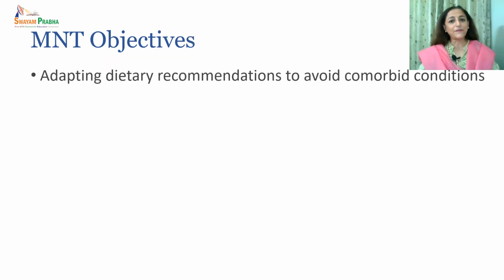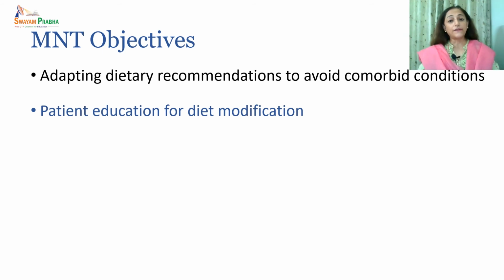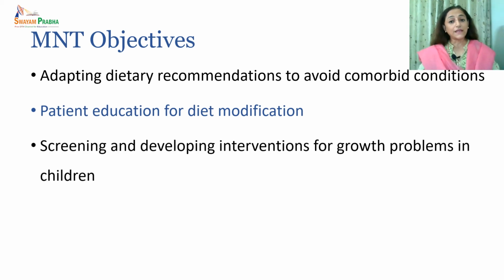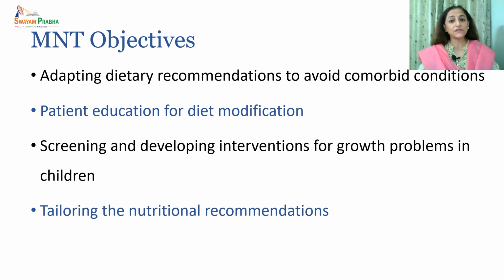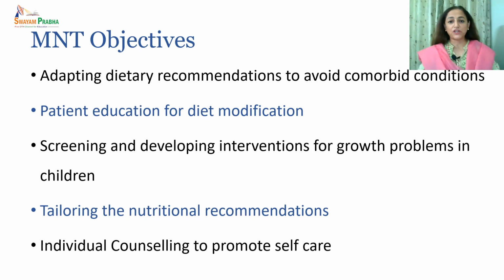Another objective is adapting the dietary recommendations to avoid comorbid conditions and treat complications such as diabetes and cardiovascular diseases. Then patient education is needed for diet modification so that the effectiveness of medical treatment is ensured. Then screening and developing interventions for growth problems in children is an important objective. Along with that, tailoring the nutritional recommendations to fit the person's lifestyle and financial resources. They are very important objectives. And lastly, individual counseling of the patient to promote nutrition self-care by using the available resources.